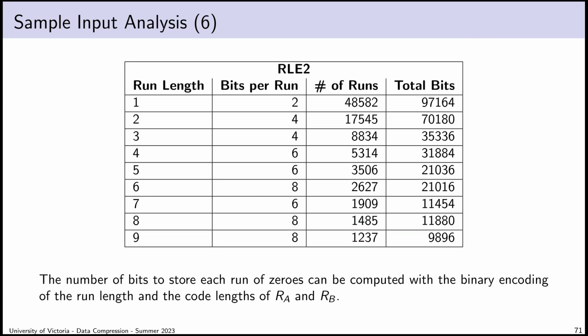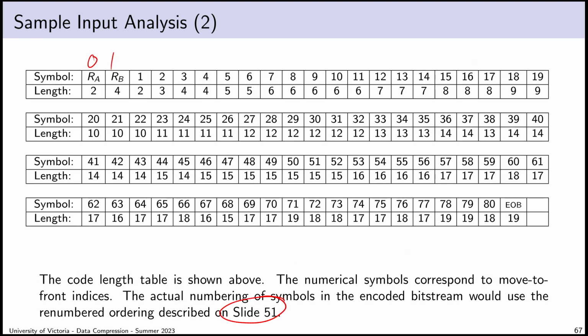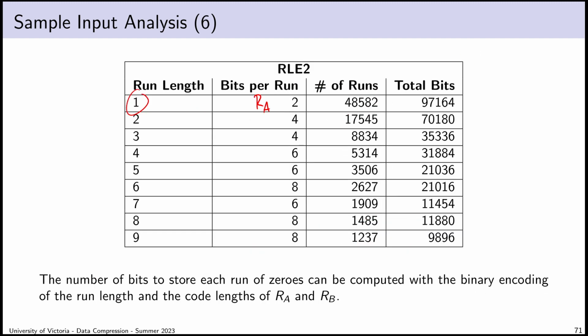So I should talk not just about how many runs I saw, but how many bits I need to encode those runs. If I have a run of length 1, again, that gets encoded into a single occurrence of just RA. As we saw a few slides ago, RA is 2 bits in length in this particular input specimen. So the bits per run for a run of length 1 is 2.